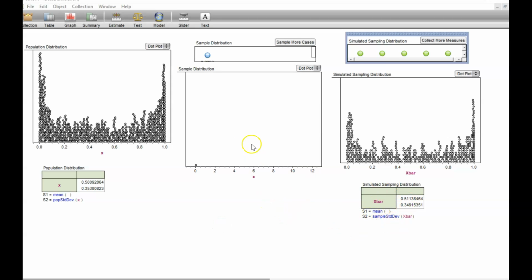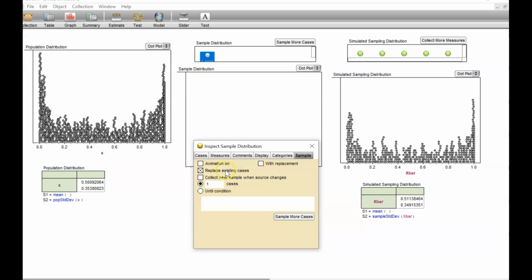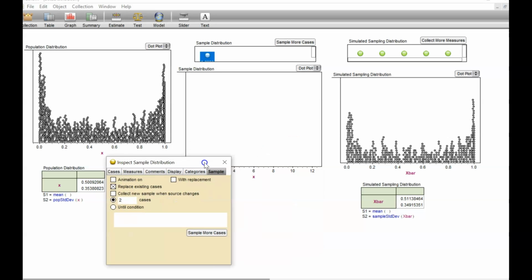So let's increase the sample size. I'll click here. What if we increased it to just 2? How does that change? Slide that down here.